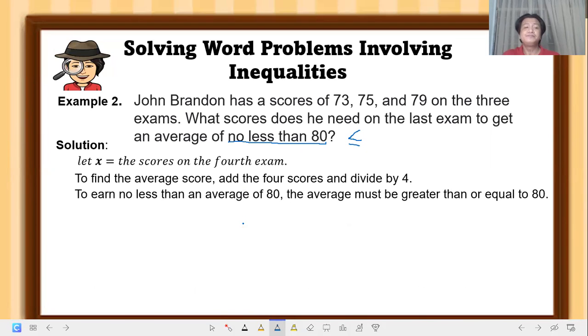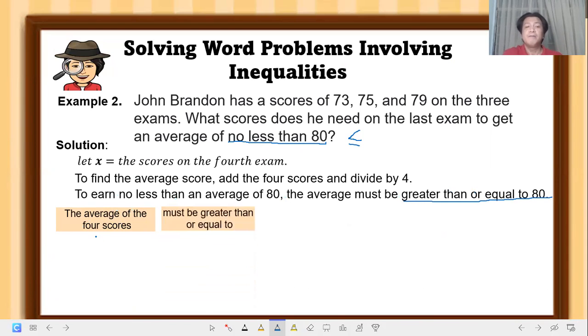And to find the average score, add the 4 scores and divide it by 4. To earn no less than an average of 80, the average must be greater than or equal to 80. Yan yung binanggit ko kanina. Pag sinabi natin no less than 80, ang ibig sabihin niyan greater than or equal to 80. And therefore, from that, you can now restate to make your inequality. Then translate natin from verbal to mathematical.